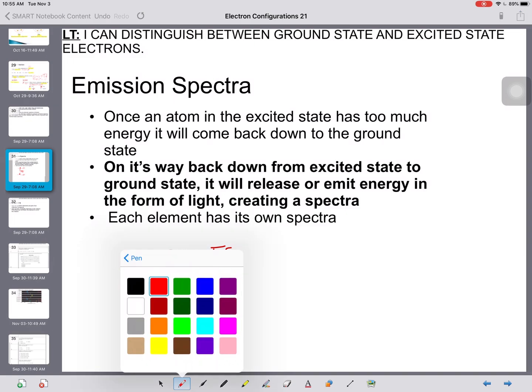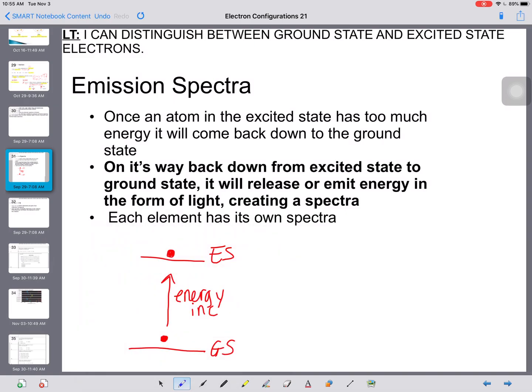Now, it won't stay there forever. Whatever goes up has to come down, right? So once that atom in excited state has too much energy, it has to come back down to ground state. It'll jump up, it'll stay there for a period of time, and then it has to eventually come back down to ground state. And in that process, it will lose energy.